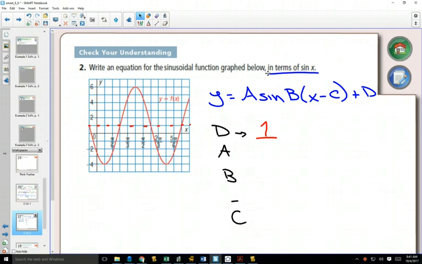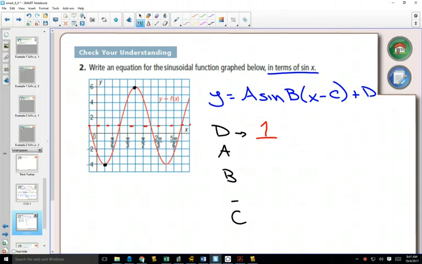Well, if we wanted to find an average, we could say, I know the minimum's at -4. I know the maximum is at 6. If I add 6 and -4 together, I'm going to get 2. Divided by 2 because I have 2 of those, and I get 1, so my average is 1. So our D value is 1.